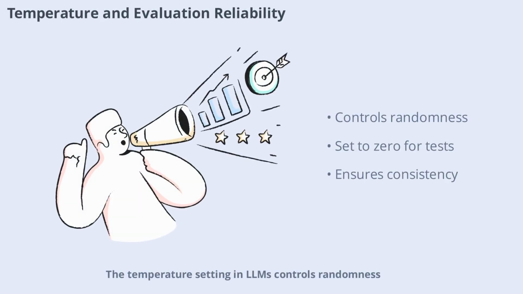Temperature setting in LLMs controls randomness. Higher temperatures increase response variance, making automated evaluation unreliable. For consistent benchmarking, set temperature to 0. For example, if you're testing data extraction prompts, running at temperature 0.7 can cause random test failures. Setting it to 0 ensures stable, reproducible results, which is essential for reliable evaluation.